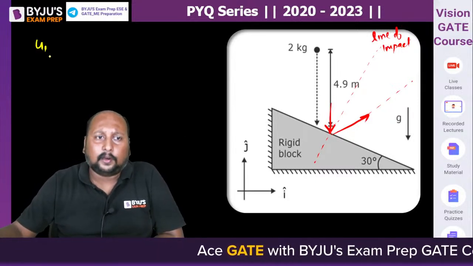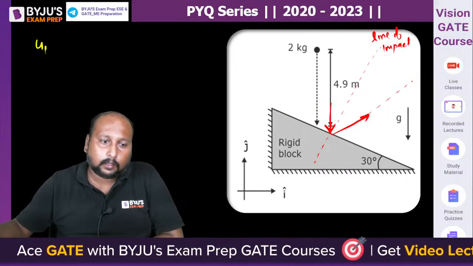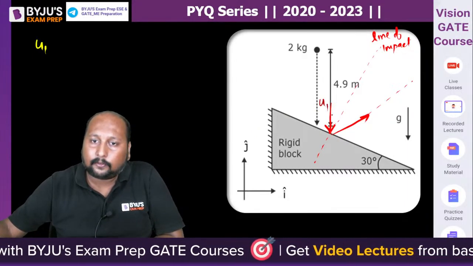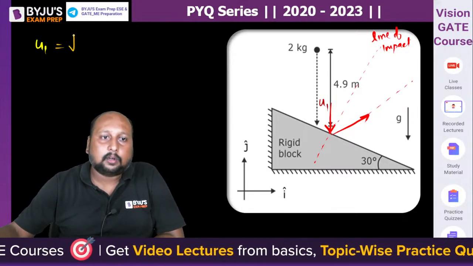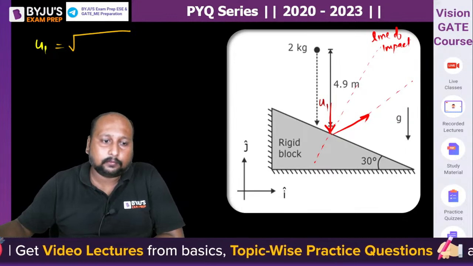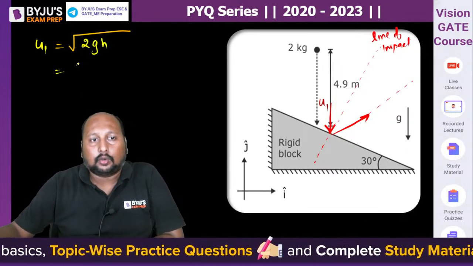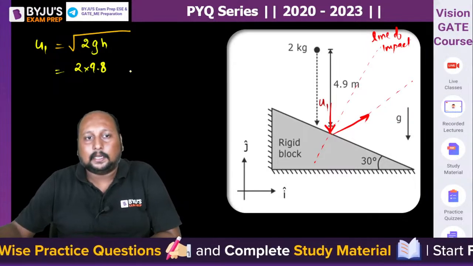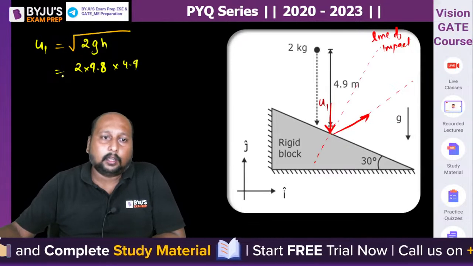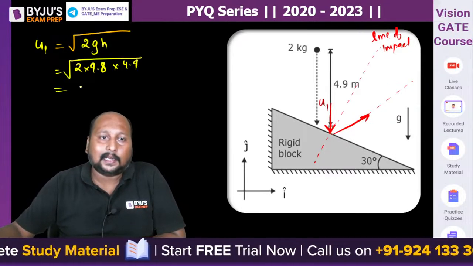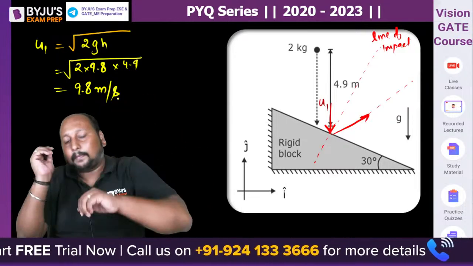What is the value of u1? Let's say this is impacting with the velocity of u1. With what velocity will it be impacting? So u1 will be equal to under root of 2gh, 2 into g into h. So 2 into 9.81 or 9.8, h is 4.9. Root of this is exactly equal to 9.8 meter per second. This is the velocity with which it will be impacting.